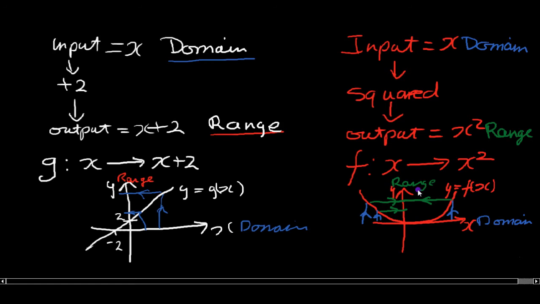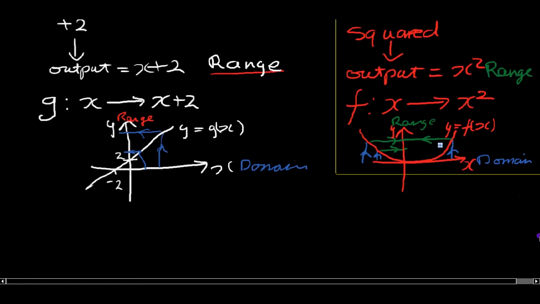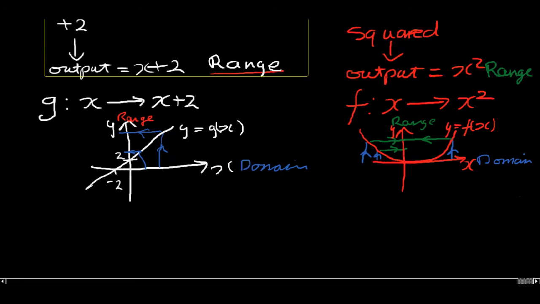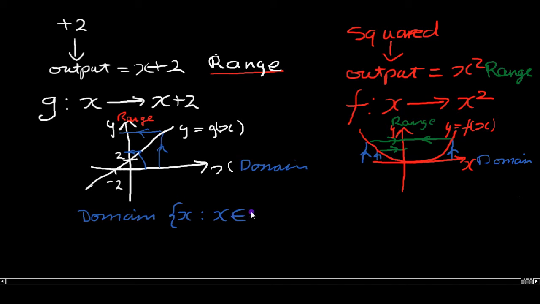So let's describe, using mathematical language, our domain for both of these functions and a range for both of these functions. Let's start off with the domain. The domain for this function, x goes to x plus 2, well, everything can be in the domain. So we'll put some brackets to highlight the expression, x is such that x is a member of the reals.